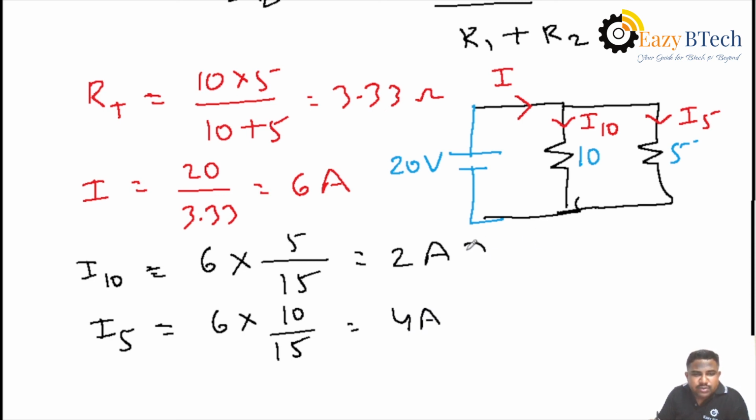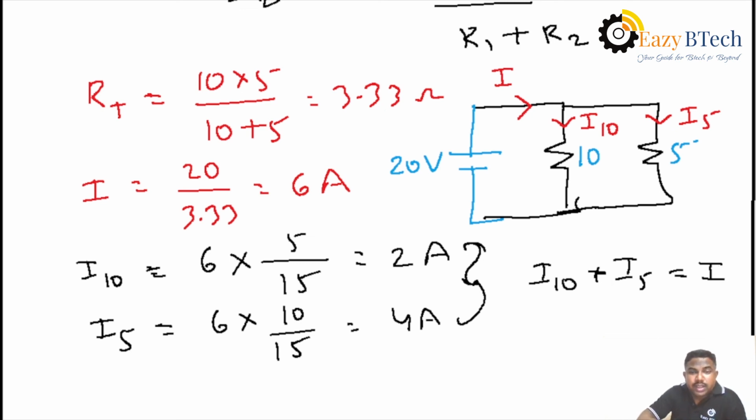From these two values, I10 plus I5, that is 2 plus 4, 6. What is this 6 value? That is the total current. That's why the sum of the leaving currents is equal to the sum of the entering currents. Like that, you can verify Kirchhoff's voltage law as well as Kirchhoff's current law, KVL as well as KCL.